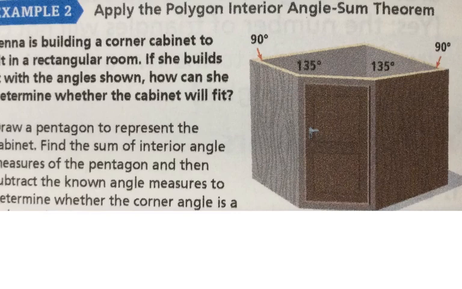Okay, and now if I want to solve for X, I need to subtract 450 from both sides. That tells me X is equal to 90 degrees. So my missing angle is 90 degrees. So will that fit in a corner of a rectangle? Yes, it does. So her cabinet is good to go because it has a 90-degree angle.